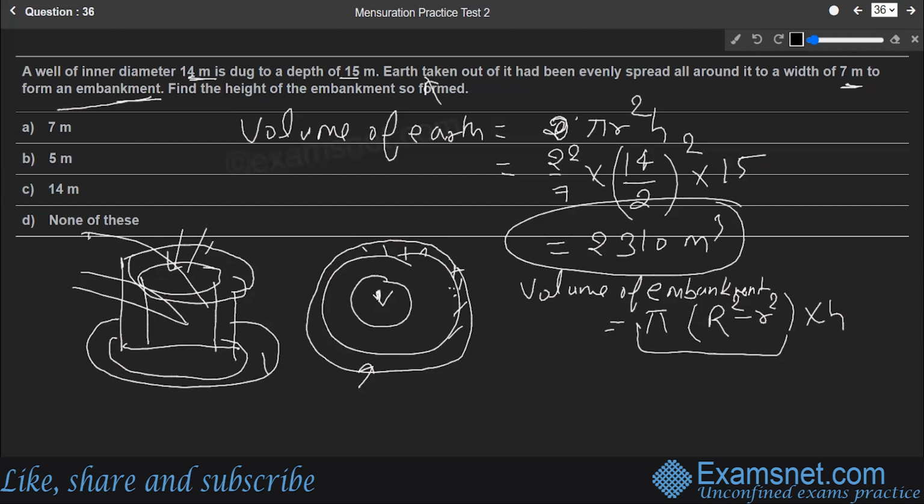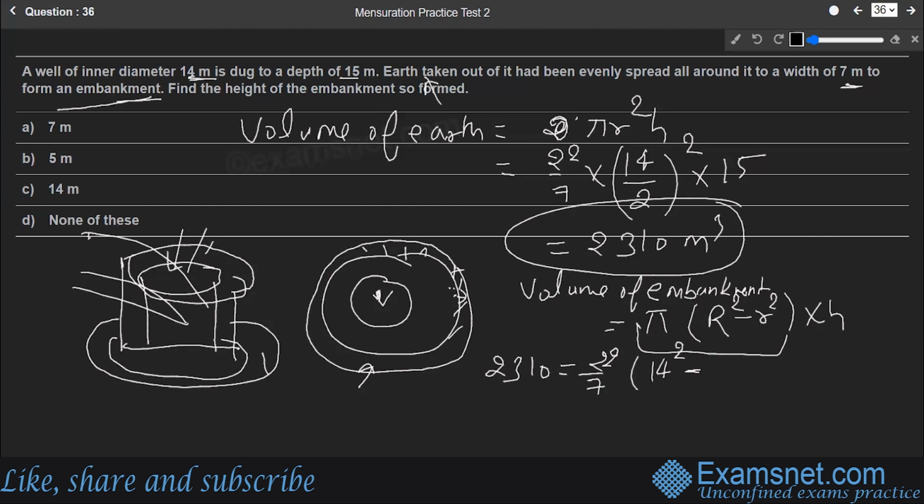So now let us just equate them. It goes like that. So 2310 is actually going to be 22 by 7 into capital R, here 14, square, because the width is 7 meter and the radius of the well is also 7 meter. So the outer radius becomes 7 plus 7, 14.